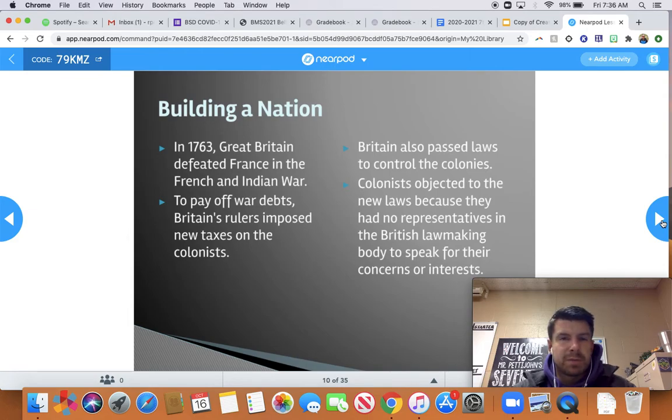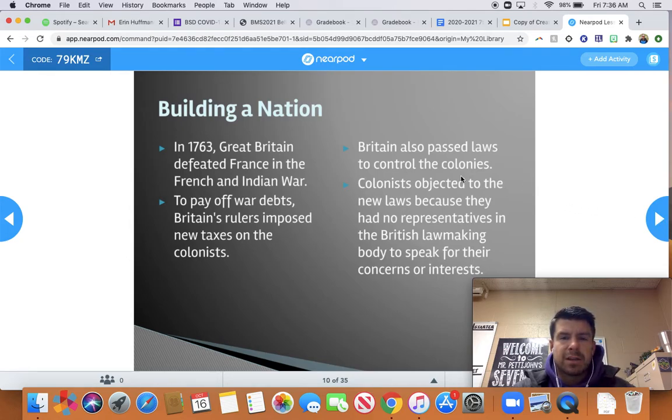They were not being represented in Britain. They didn't have a representative democracy. They really didn't get a say in how that money was spent. So you're given this huge chunk of change to a ruler who doesn't even live in the same land as you. So you have a lot of people who are starting to get a little upset.